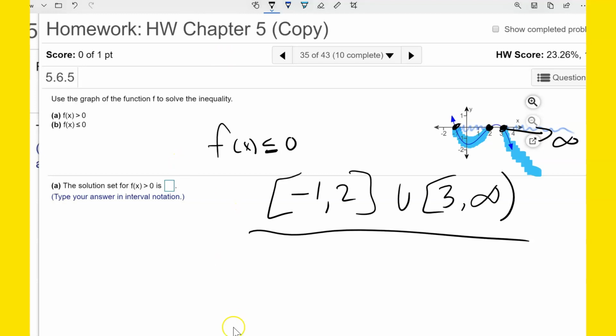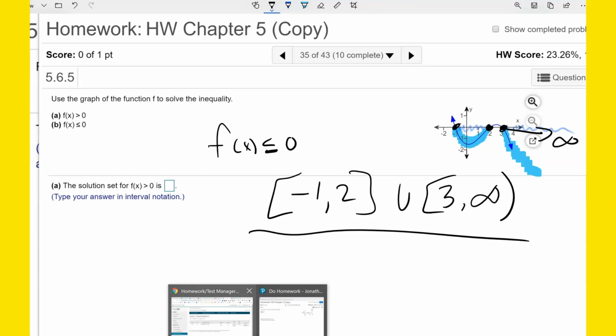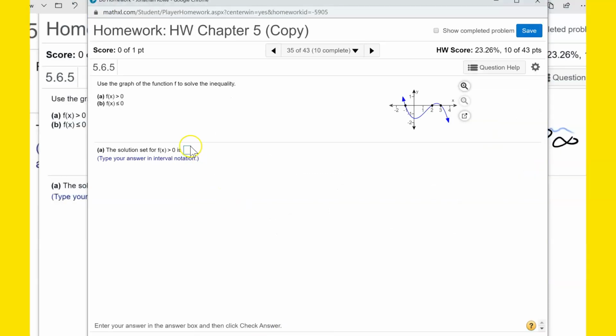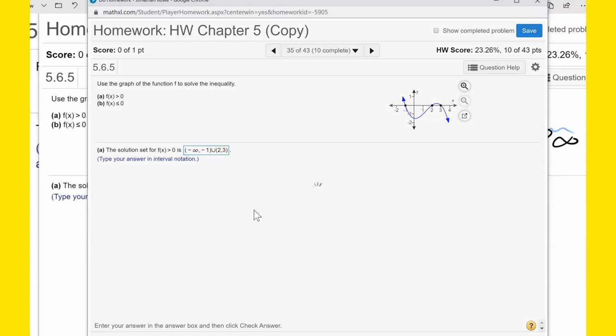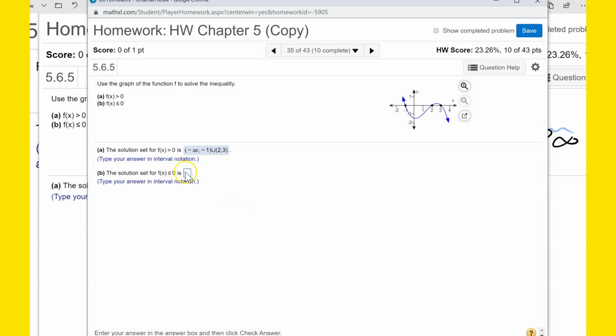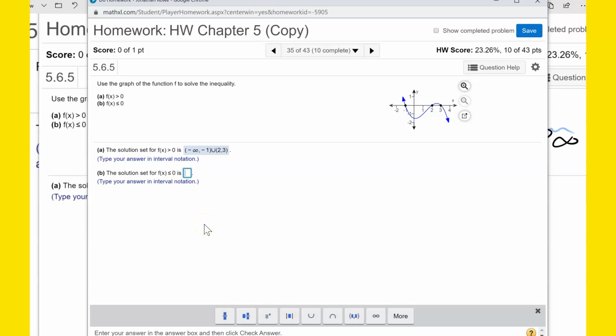Let me go ahead and type those answers in just to make sure that I'm telling you about how to type in the answer correctly. So part A was negative infinity to negative 1, union, 2 to 3. Yep. And part B is it's going to be a bracket.